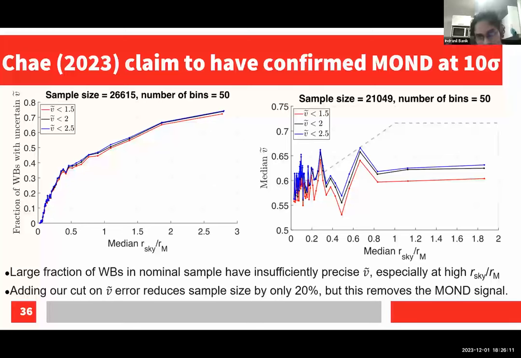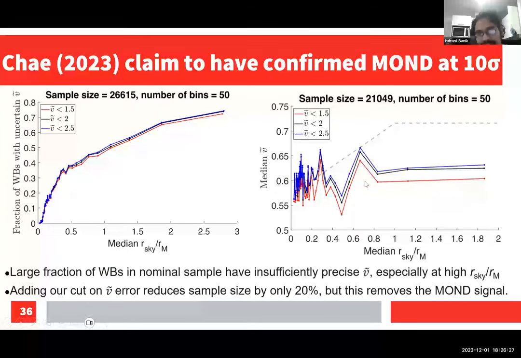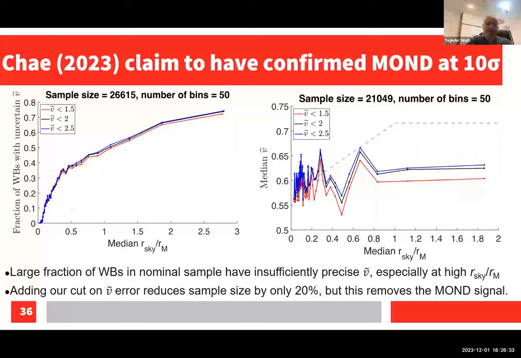But what I was going to say is that here it's obvious that the signal or the preference for MOND over Newtonian gravity is reduced. But this is not merely like a 10% reduction from the reduced sample size. This is like a complete elimination of the signal. To my understanding, probably we are not going to make headway on this point.